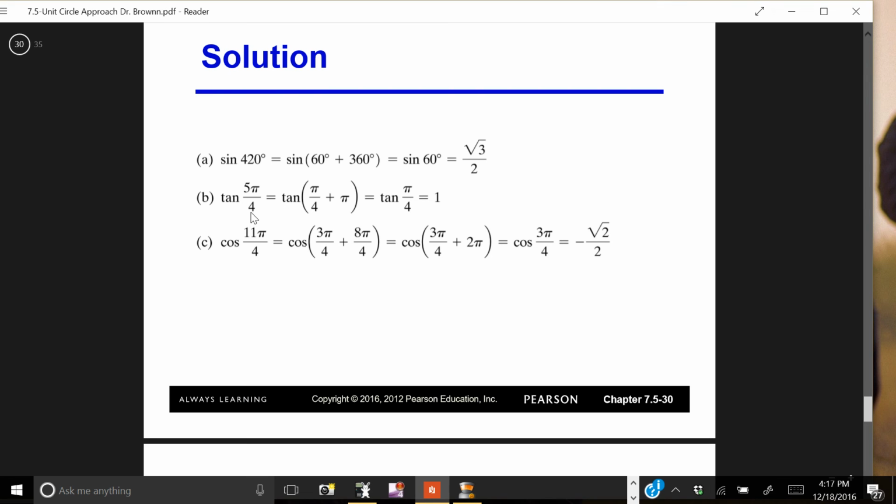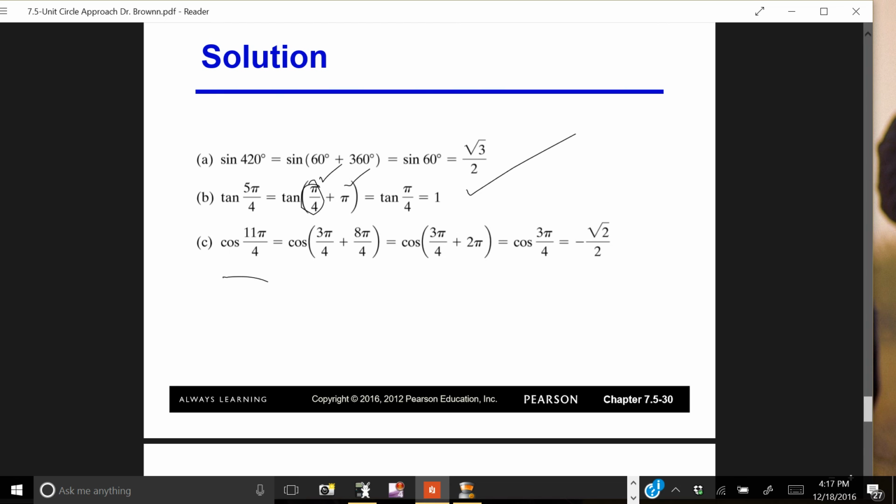Same token, tangent of 5 pi over 4. Remember, the period of tangent is pi. So this is equal to pi over 4 plus pi. So since pi is a period, we can just take the tangent of pi over 4, which is 1. The calculator would have given you that also.